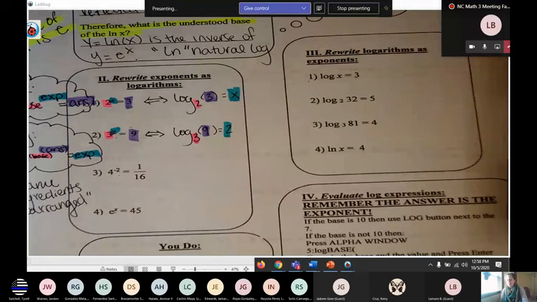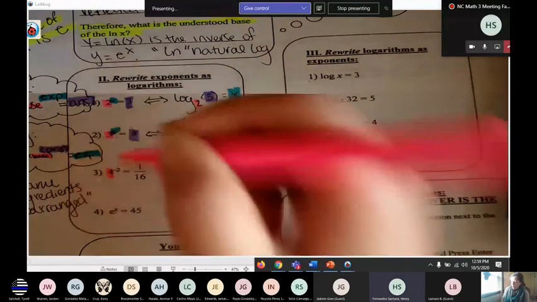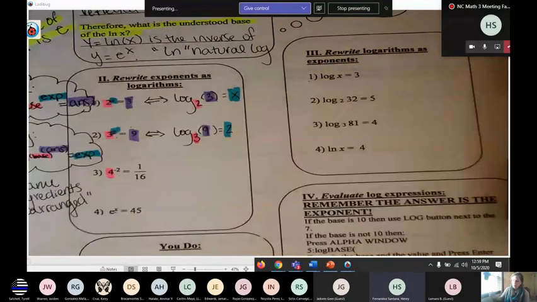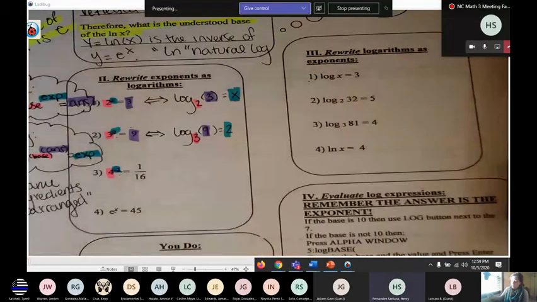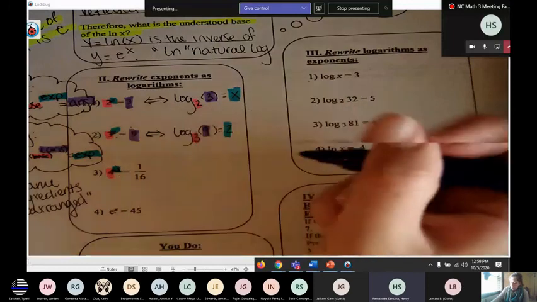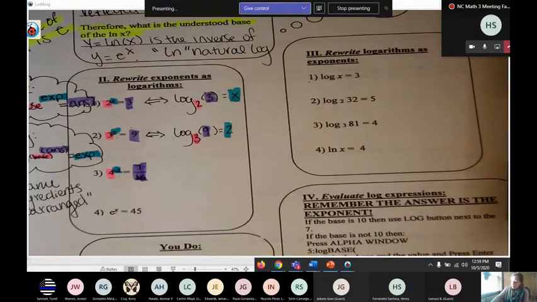Henry, are you there? Yeah. All right, so what's my base for number 3? 4. Perfect. What is my exponent? -2. Perfect. And what is my answer? 1/16. Perfect. Okay, so I'm going to rewrite this as a logarithm.